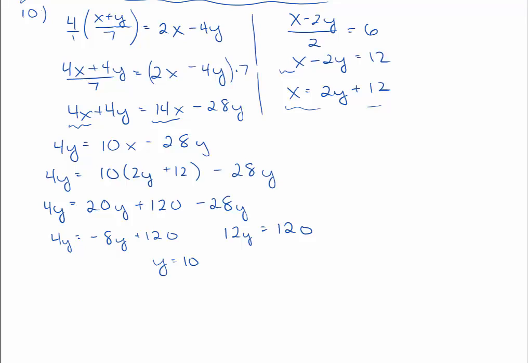And now I've got to plug it into, again, either equation, but you know I have simply an x equals right up here, so I'm going to plug it into that equation. And that becomes x equals 2 times, and then y is 10, plus 12, and this is easy enough. Okay, so x equals 2 times 10 is 20, plus 12. x is equal to 32. So my final answer is y equals 10, x equals 32.